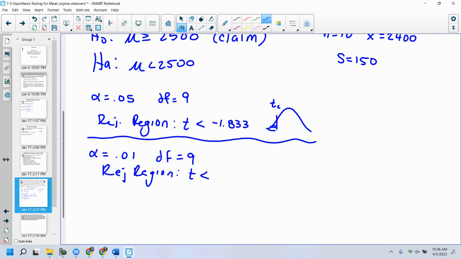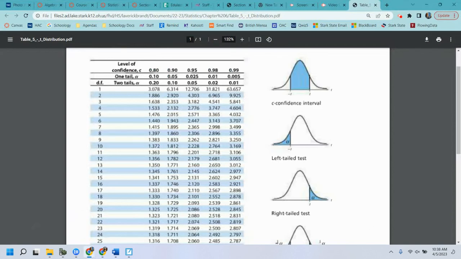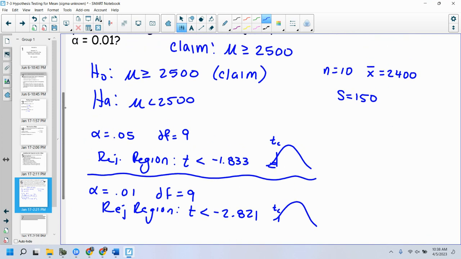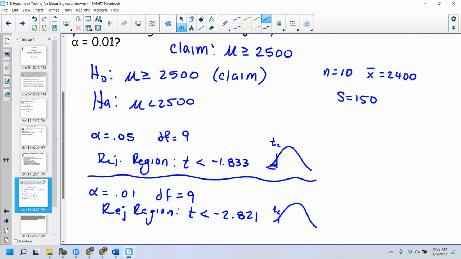So now let's say alpha 0.01. Same degrees of freedom as 9, right? But now 0.01, 2 columns over: 2.821. And again, we have to take a negative. Negative 2.821. So now this critical value is over here, right? So it's a harder target to hit, right? Okay, so let's see if our t-score falls in either of those rejection regions.